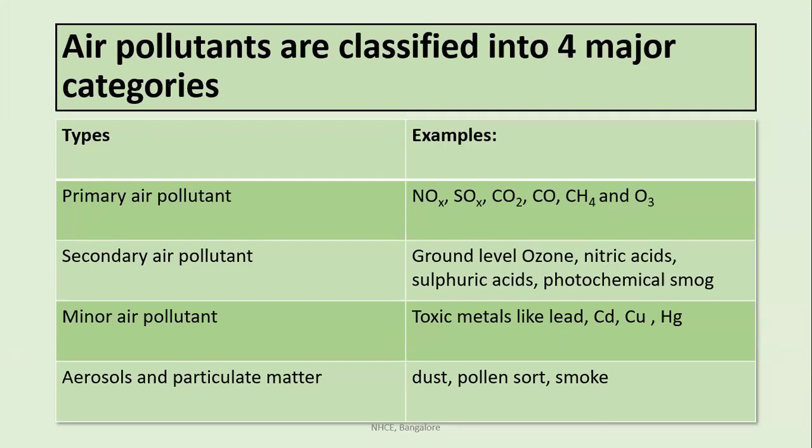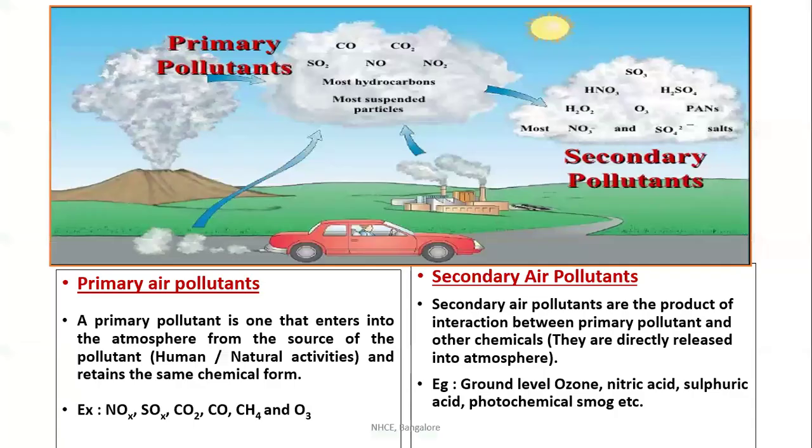Mainly we have primary air pollutants and secondary air pollutants. What are primary air pollutants? They come directly into the atmosphere, like nitrogen oxide, sulfur oxide, and carbon dioxide. Secondary air pollutants are the modified form of primary air pollutants. Minor air pollutants are the ones present in minor quantities. Then there are aerosols and particulate matter. Examples: dust, pollen, salt, and smoke.